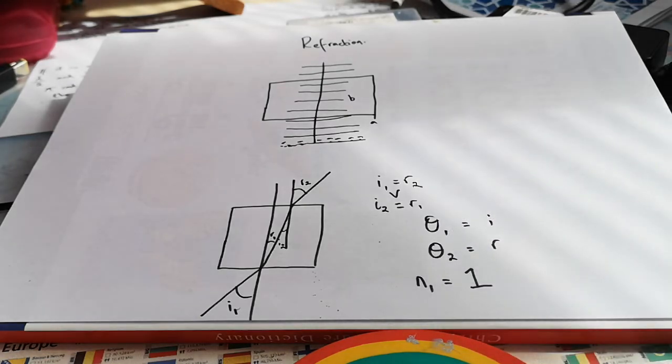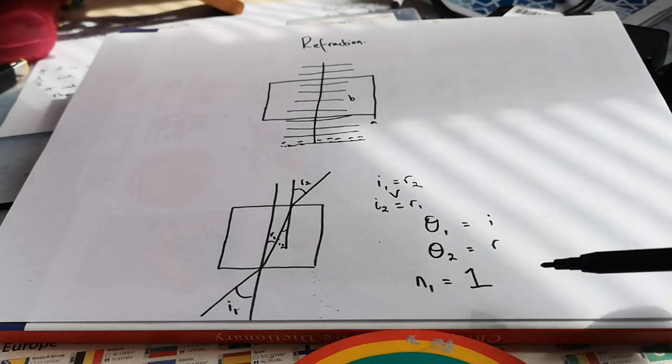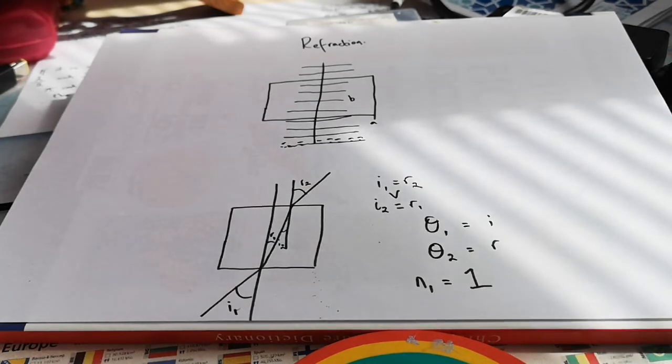Now, refractive index is kind of a measure of how much a material is able to slow down and affect the speed of a wave. And normally what we say is the refractive index of air is 1. Now, what this allows us to do is create some context to our equation.